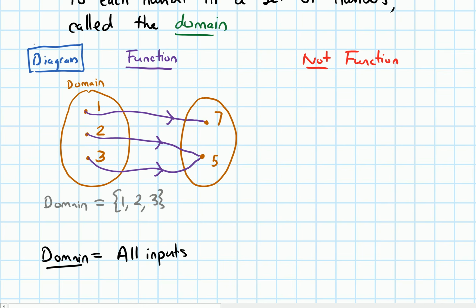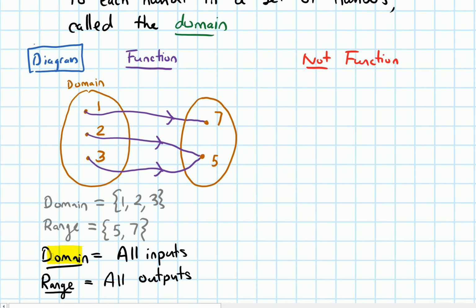So we have a word for all the outputs that we get, and we call that the range. So the range is all of the outputs that we actually achieve. Okay, so in my picture, in my diagram here, the range, all of the outputs that we actually got were, well, we got 5 and we got 7. We got both of those values.